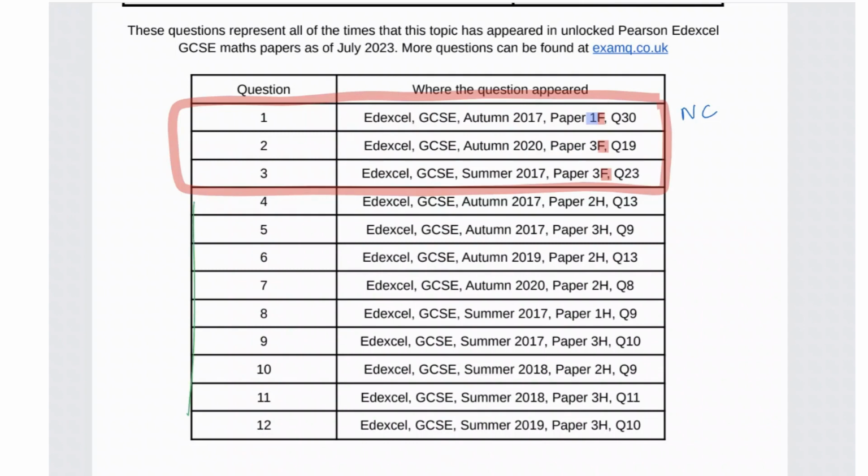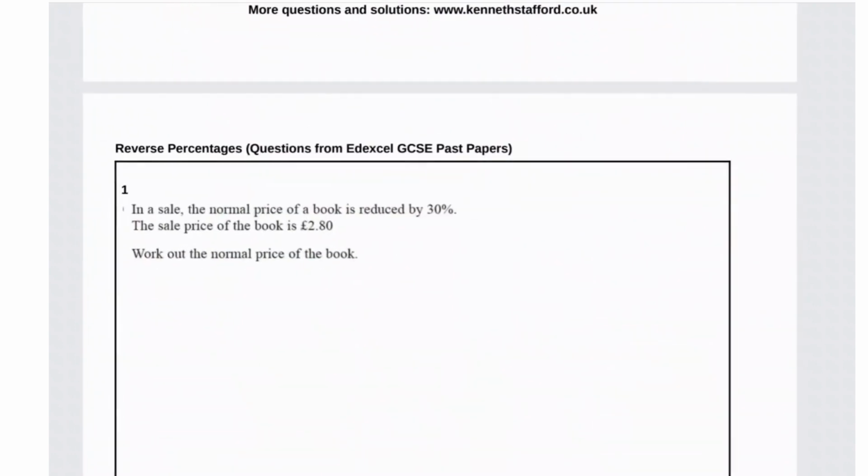All the other questions are higher questions. This is a topic that sort of overlaps the foundation and the higher paper. So even though these questions have come from the higher paper, it's still probably worth doing even if you're doing the foundation. Again, there's only one of them that requires you to not have a calculator to do it. So most of these questions we can use a calculator on. Let's get straight into question 1.